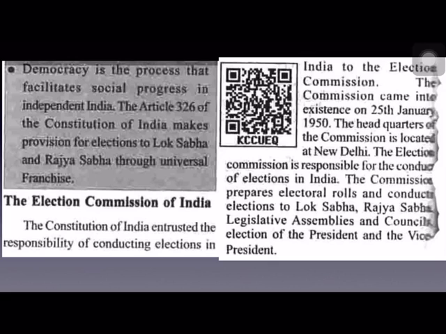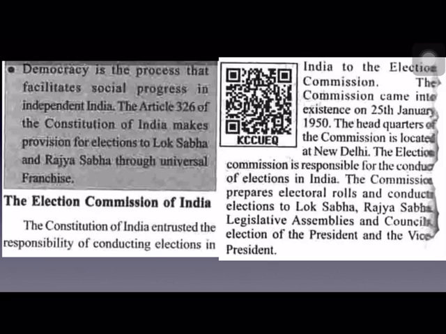Now let us see the Election Commission of India. The Constitution of India entrusted the responsibility of conducting elections in India to the Election Commission. This Election Commission is an autonomous body. It is an independent body having independent powers. This commission came into existence on 25th January 1950, and its headquarters is located at New Delhi.